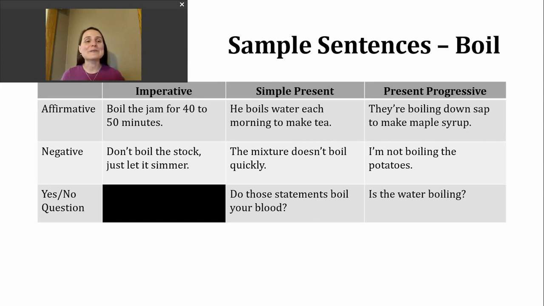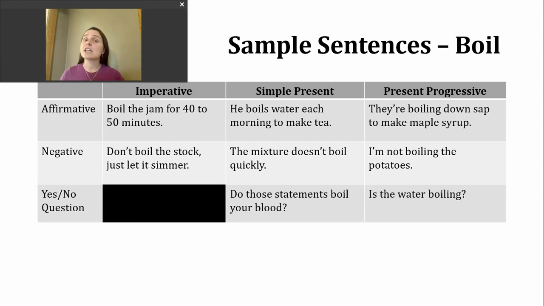Or I'm going to use do not and the base verb if my subject is I, you, we, or they. Here's a negative example. The mixture doesn't boil quickly. So mixture here would be one thing, and that's why we're using the does not form of the negative here.